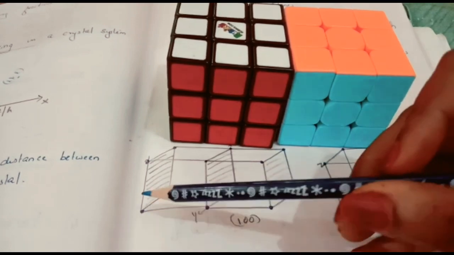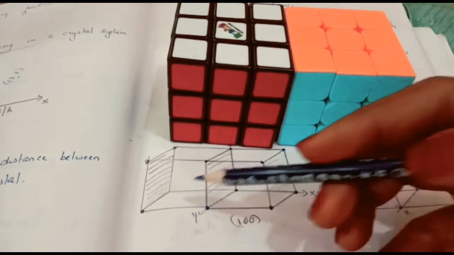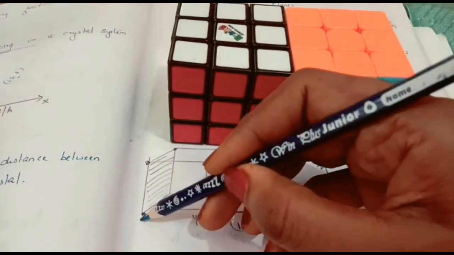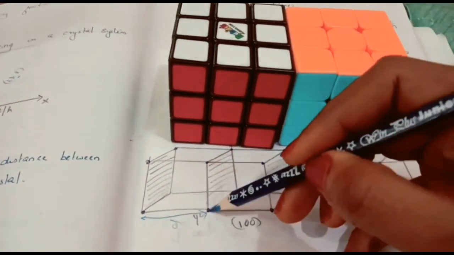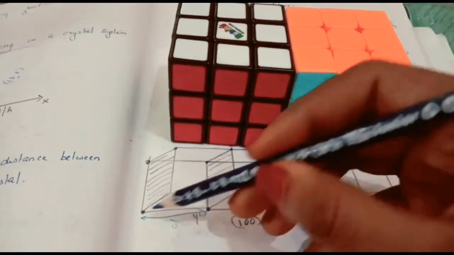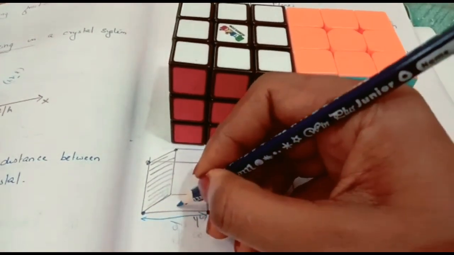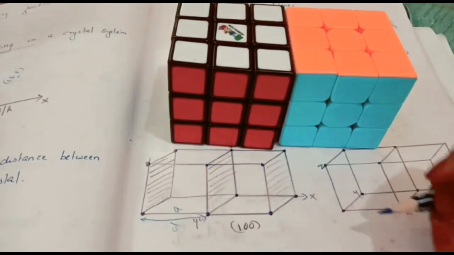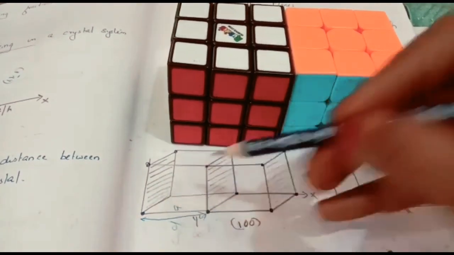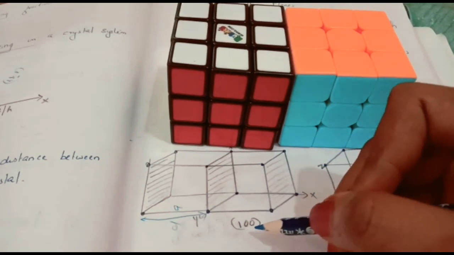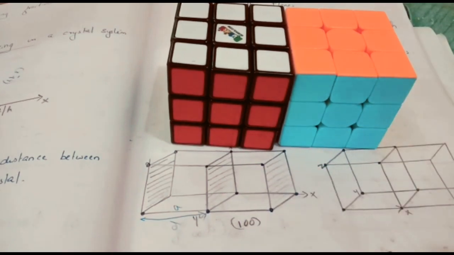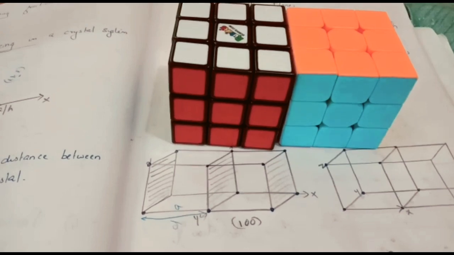Suppose this is a drawing. This is a plane, this distance is D and this distance is D. For a simple cube, what is this distance? This distance is nothing but the edge length A. So here this distance and the edge length are the same in a simple cube having the 1 0 0 plane.